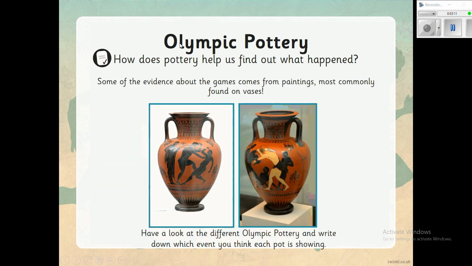So some of the evidence about the games comes from paintings, and most commonly found on vases. So loads of information that we found about the Olympic Games comes on pots like these. Okay, so on vases.